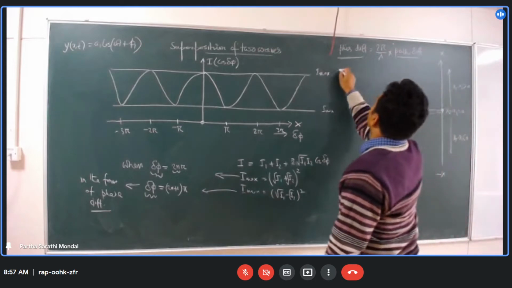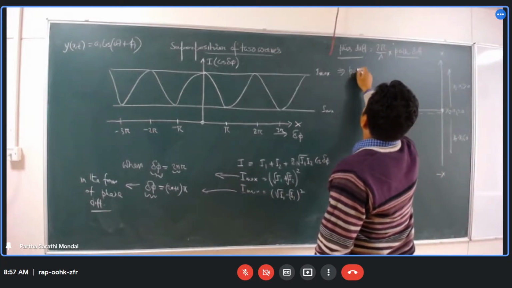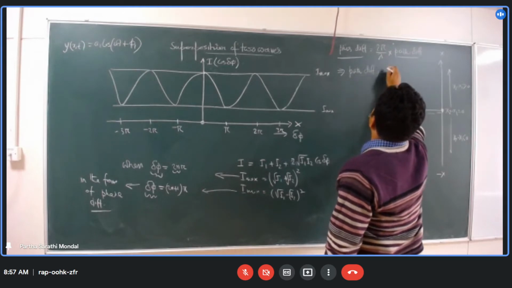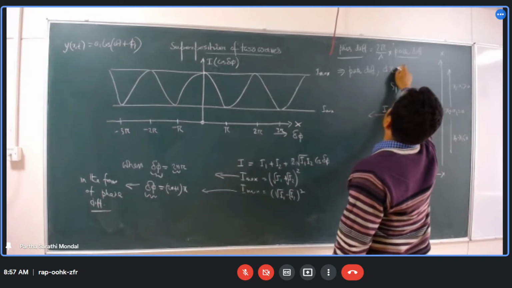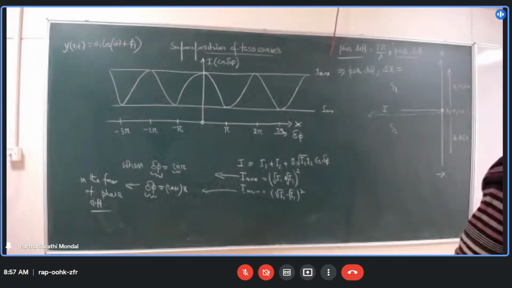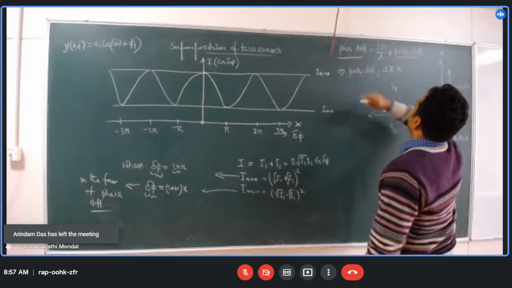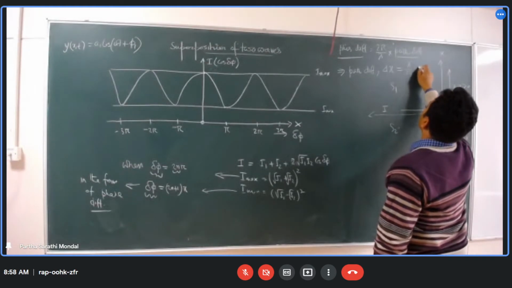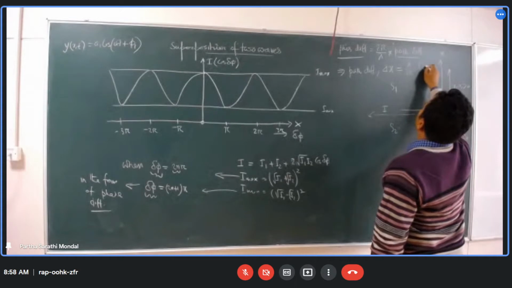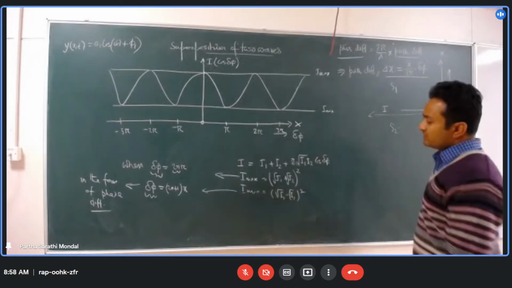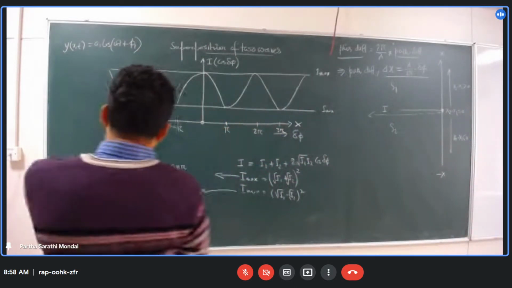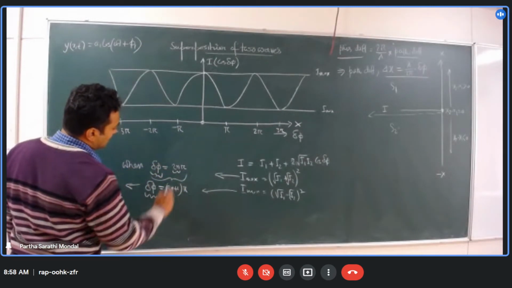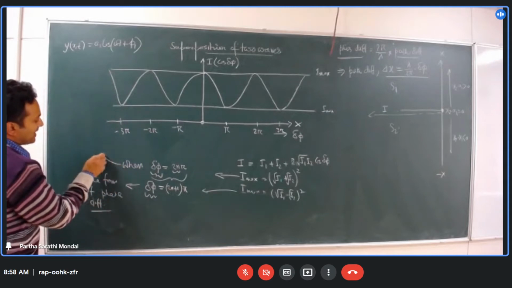So path difference, let's say it is your delta x, and let's say this is delta phi. So delta x equals lambda by 2 pi into delta phi. So this is your relation. Now I can change this. अच्छा, ये phase difference है delta phi equal to 2n pi. तो equivalent path difference कितना होगा?